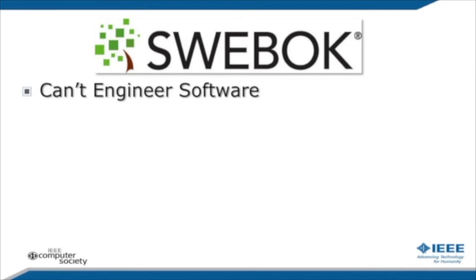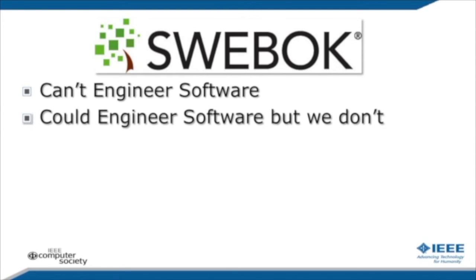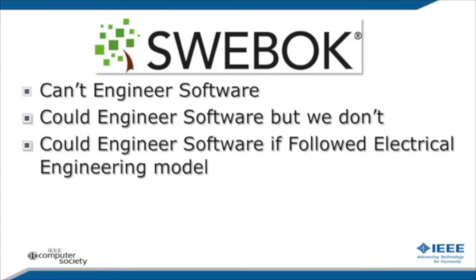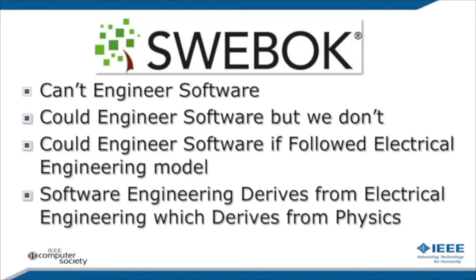I'm told by some that you simply cannot engineer software, that it's impossible. Others have told me quite blatantly that it is possible to engineer software, but we just don't. Another group, quite substantial, has told me that indeed it is possible to engineer software, and we don't, and what we need to do is follow the example of electrical engineering more closely. Finally, there have been a few who say that software engineering is actually just another form of electrical engineering, and electrical engineering is merely a form of physics.